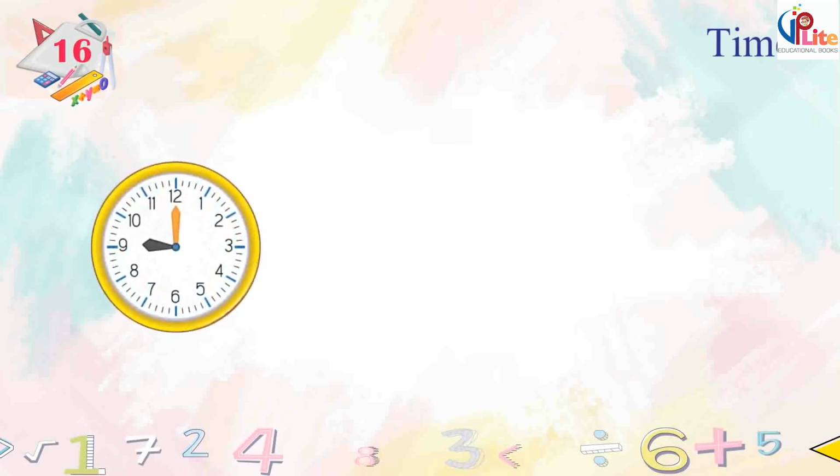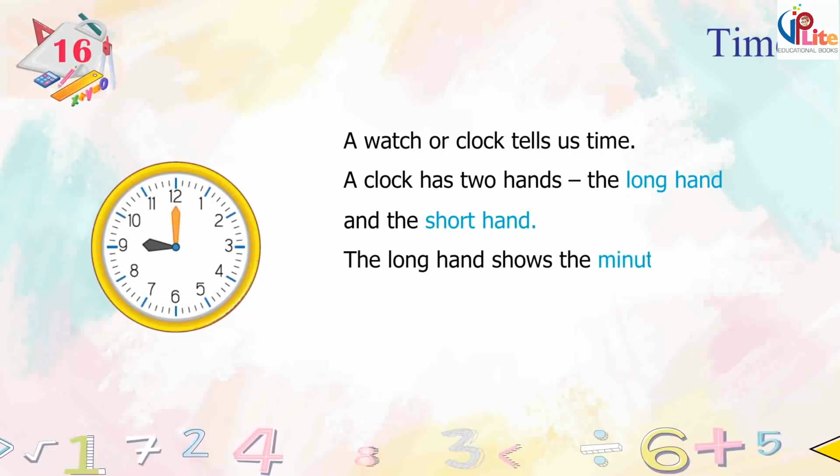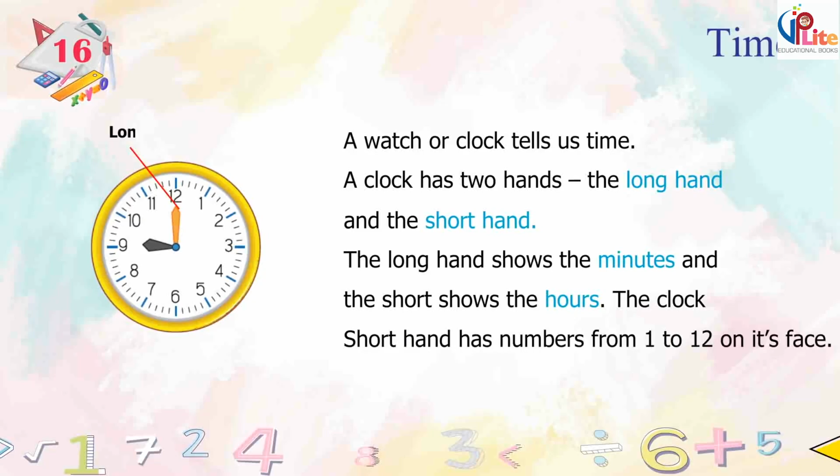Chapter 16. Time. A watch or clock tells us time. A clock has two hands, the long hand and the short hand. The long hand shows the minutes and the short hand shows the hours. The clock face has numbers from 1 to 12.